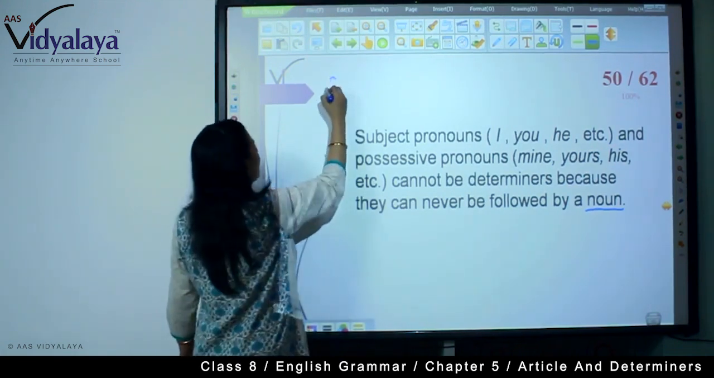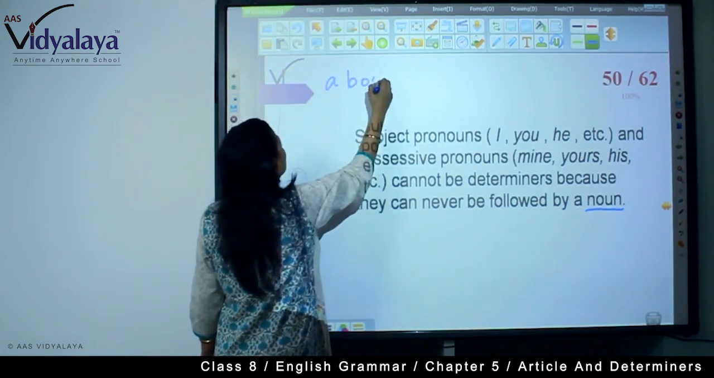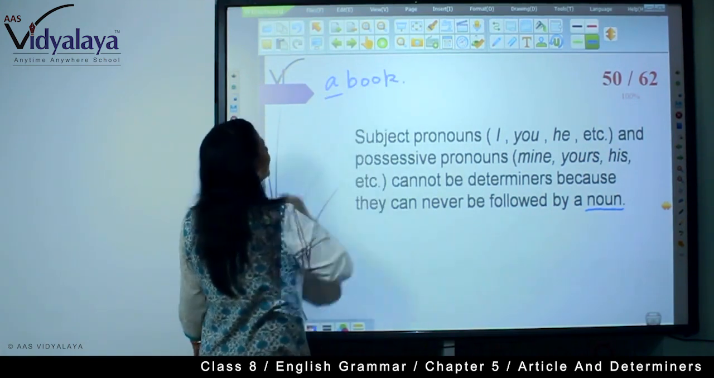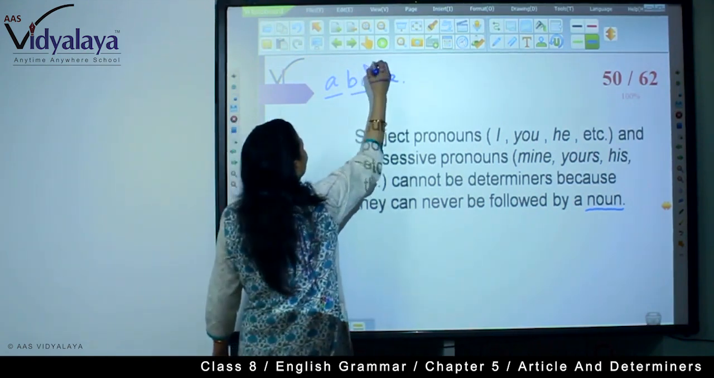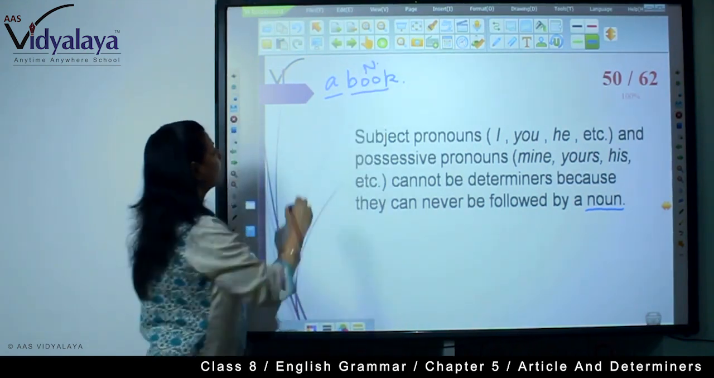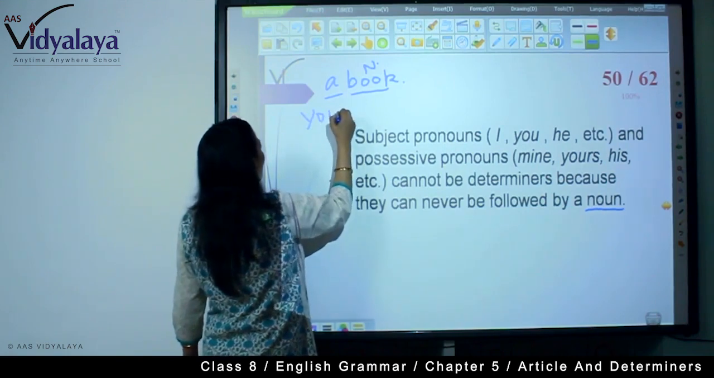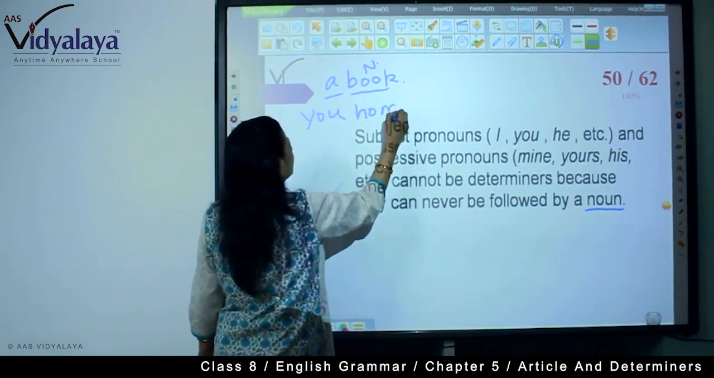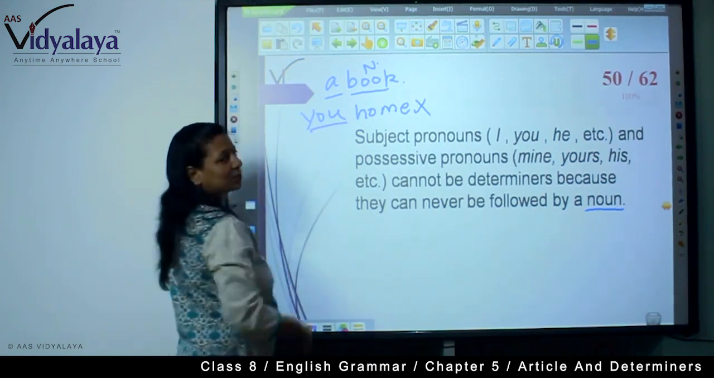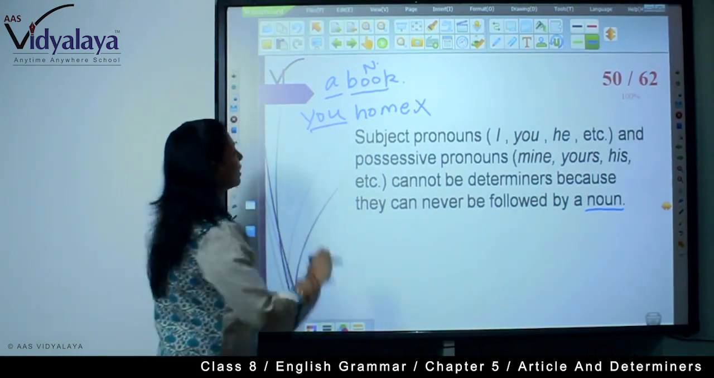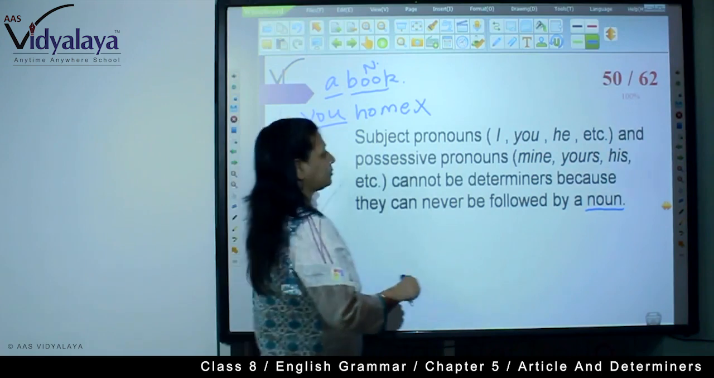For example, a book. So, a is a determiner, right? Because book is a noun. But "you home" we do not write. So, you is not a determiner. These are all subject pronouns.